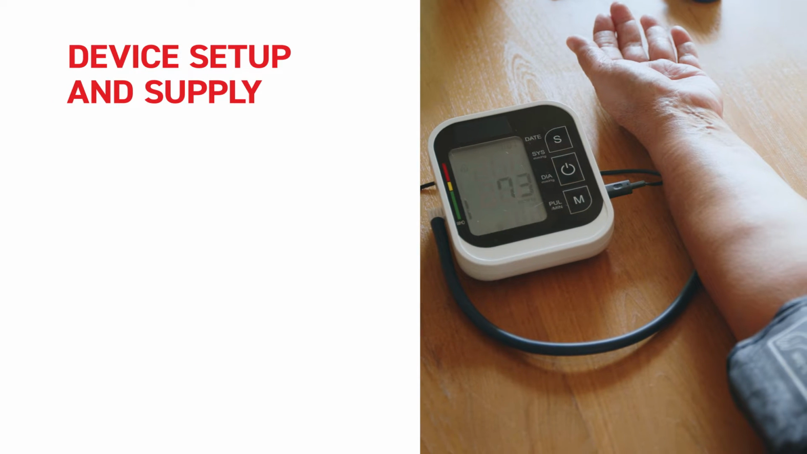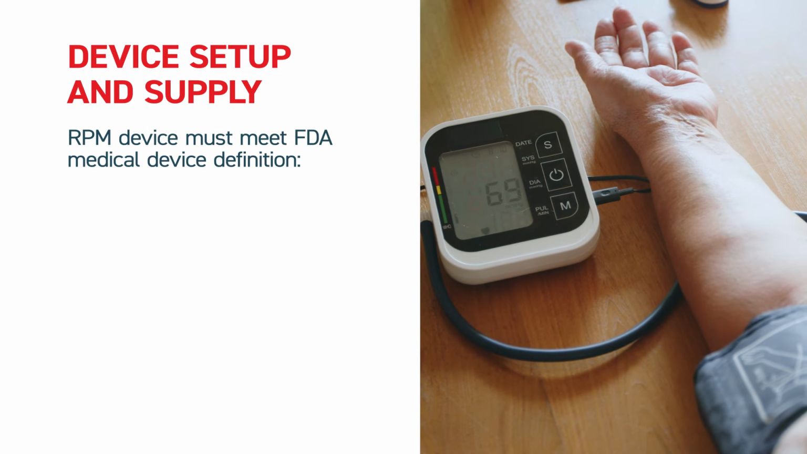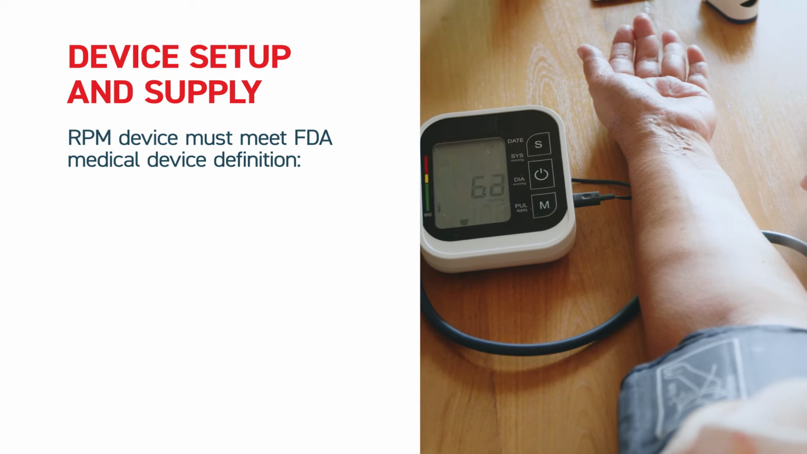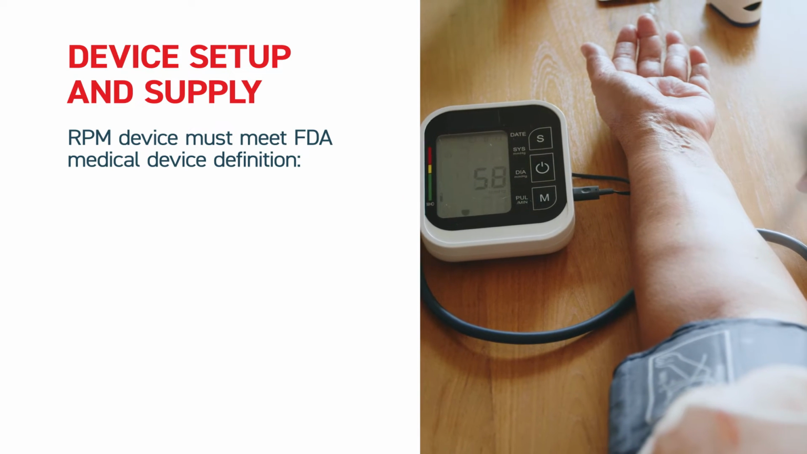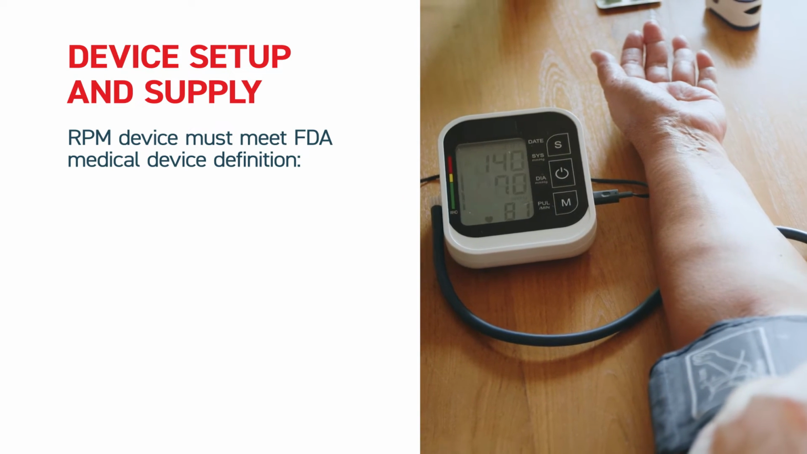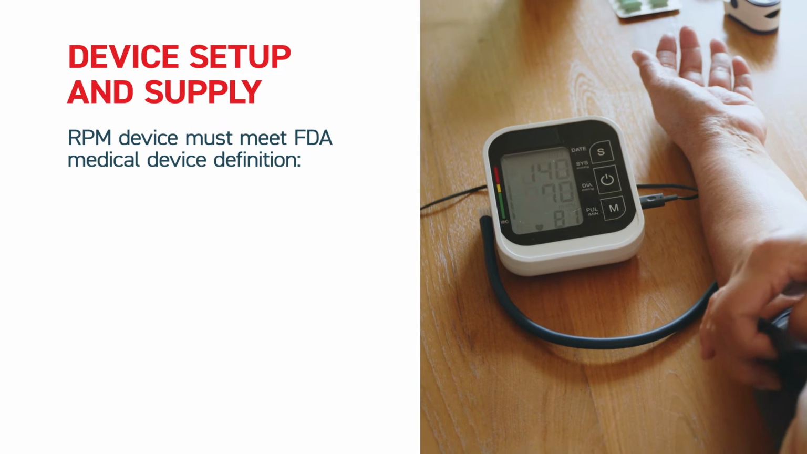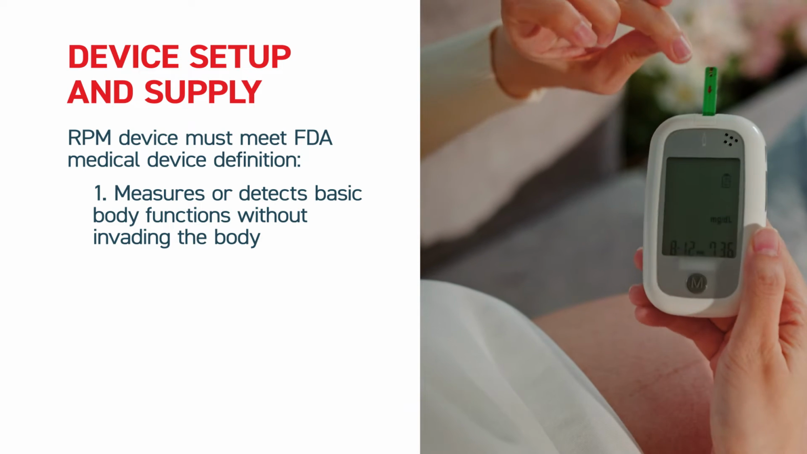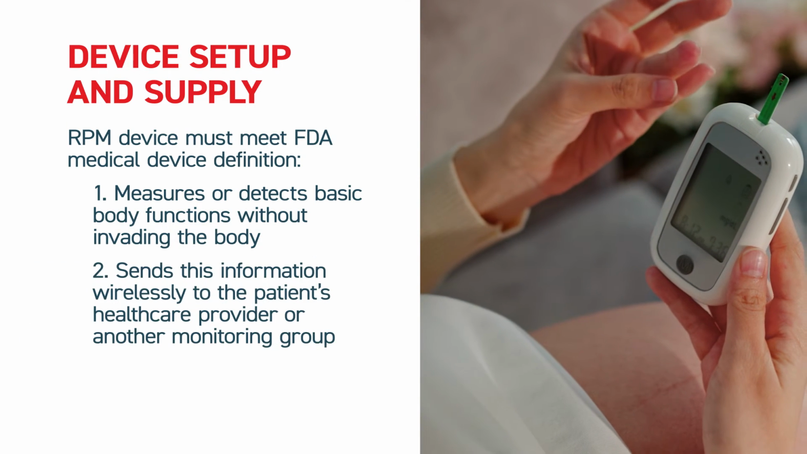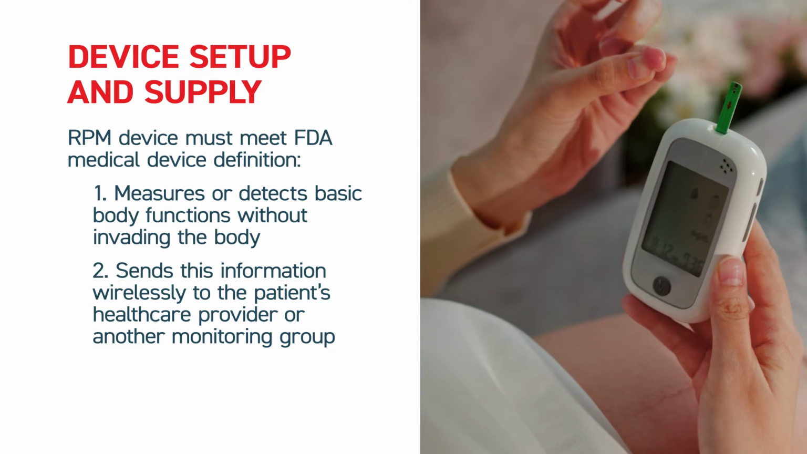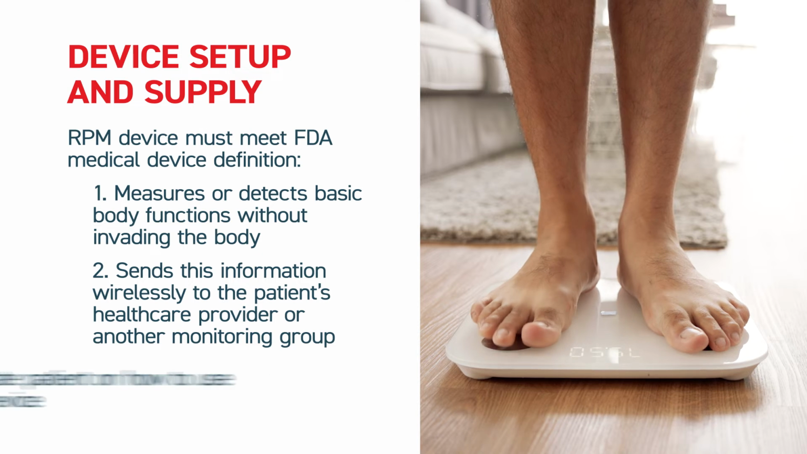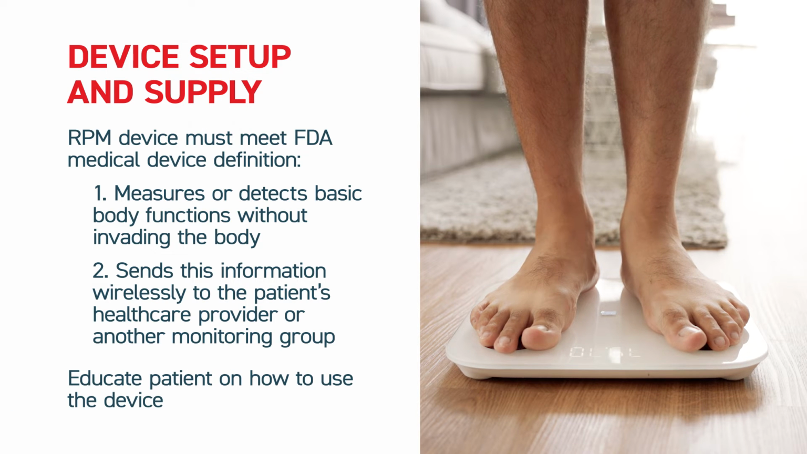Device setup and supply. The RPM device used to collect and transmit the data must meet the definition of a medical device as defined by the FDA. According to the FDA, a remote patient monitoring device is something that 1. Measures or detects basic body functions without invading the body. 2. Sends this information wirelessly to the patient's healthcare provider or another monitoring group. When supplying the qualified device, it's crucial to educate the patient on how to use the equipment.